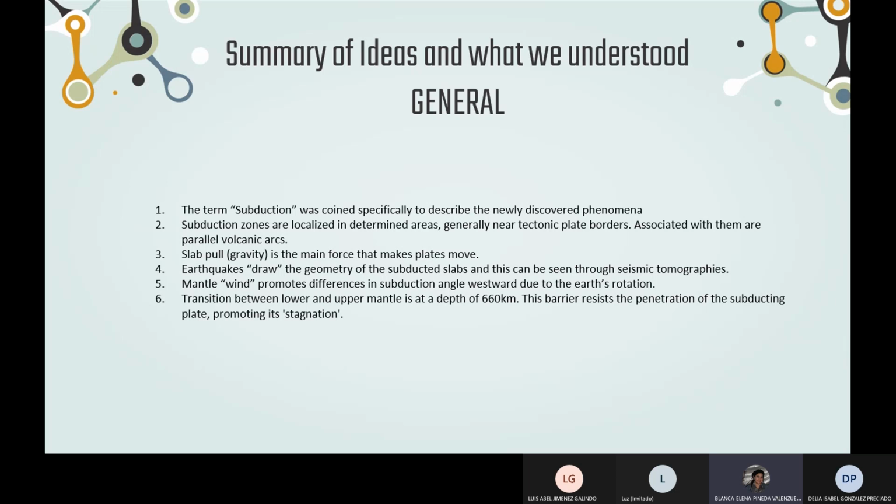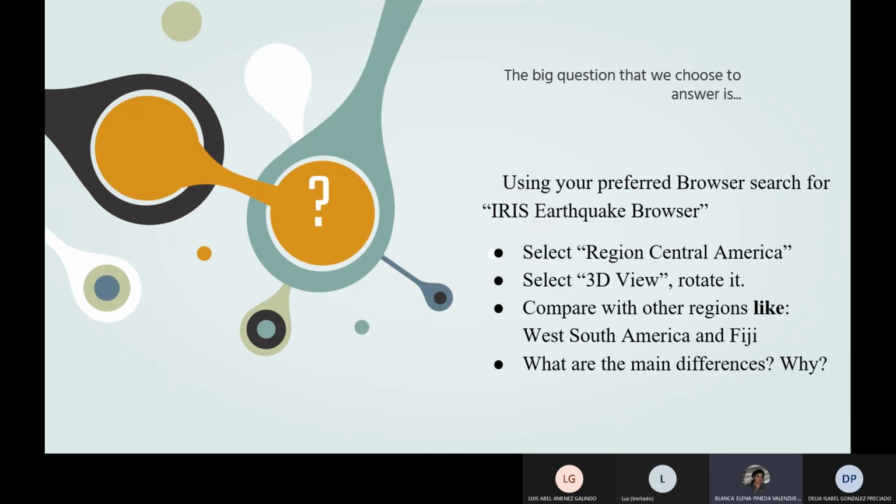5. Mantle wind promotes differences in subduction angle westward due to the Earth's rotation. 6. Transition between lower and upper mantle is at a depth of 660 kilometers. This barrier resists the penetration of the subducting plate, promoting its stagnation.